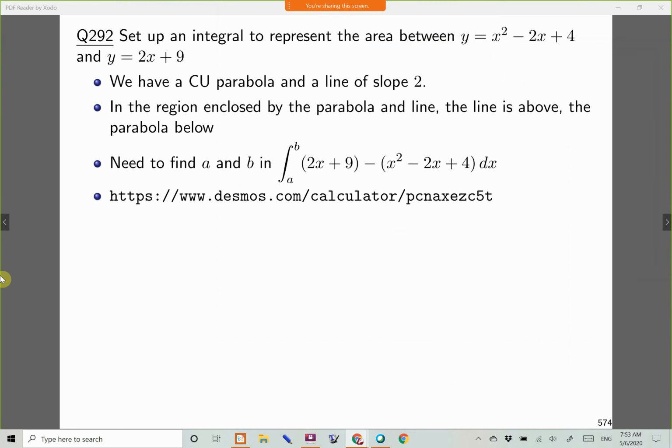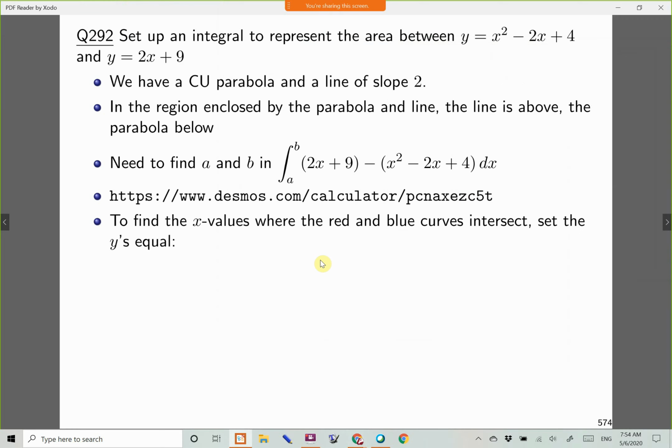So I showed the picture and all, yeah, but we could finish this off without relying on the tool for those x values. So I don't want to use that. Let's use our algebra to find the x values where the red and the blue curves intersect. We need to set the y's equal. So we'll take the two given y's in the question and set them equal.